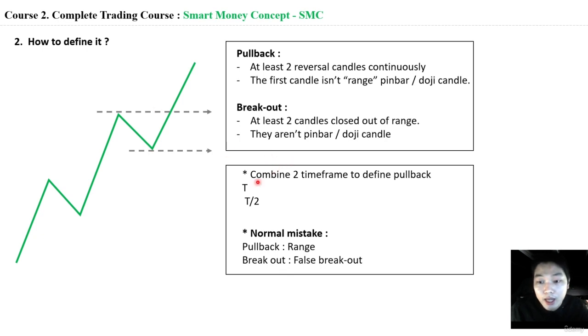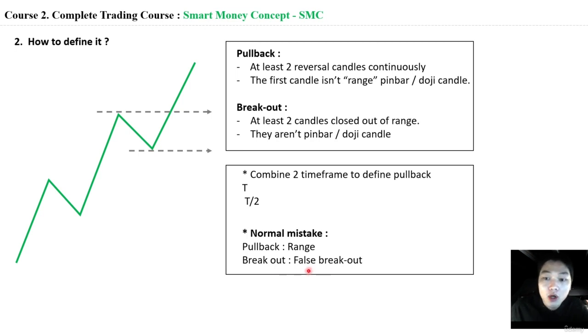And some tips I will give you here: you can combine 2 time frames to define the pullback exactly. In some cases you cannot define the pullback in a single time frame, and you can also confirm it. For example, if at this time you analyze the 1 hour time frame, you can also refer to the 30 minutes time frame. It means dividing into 2 time frames. And a normal mistake is that traders define a range as a pullback. A range is not a pullback. It is just a place where the market has indecision. Therefore, that is normally not a pullback. And when price breaks that range, the market direction has still not changed. And for the breakout, the normal mistake is a failed breakout.